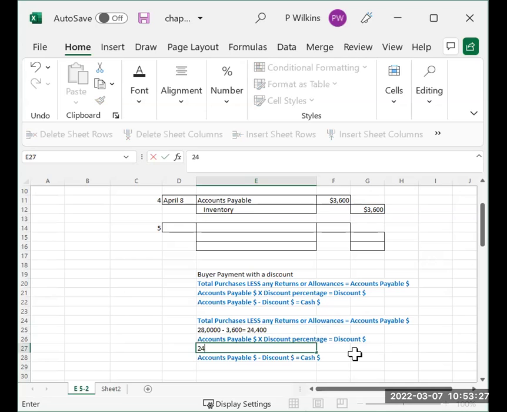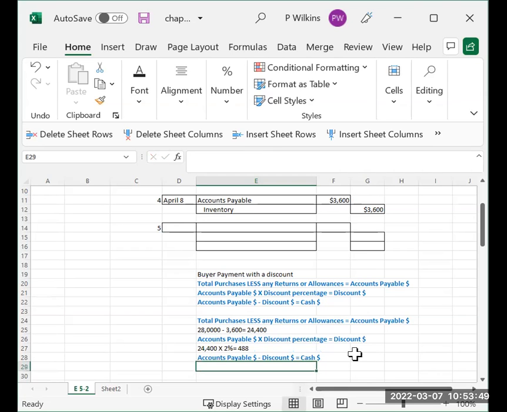Now we take the 24,400 accounts payable number times the discount percentage, and in this problem, they said it was 2%. So 24,400 times 2% gives us a discount dollar amount of $488. We then take that accounts payable number of $24,400 minus the discount dollar amount of $488, and that gives us our cash amount of $23,912. That's how much we actually have to pay to the seller.